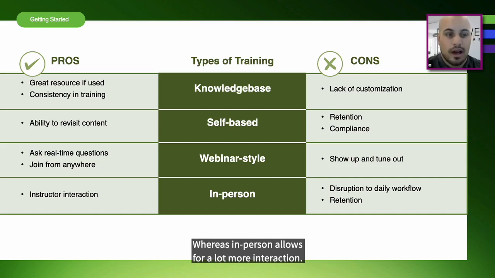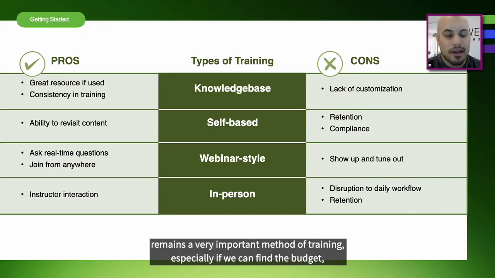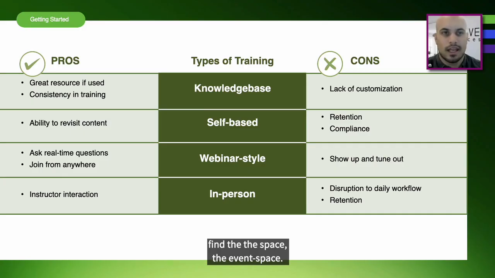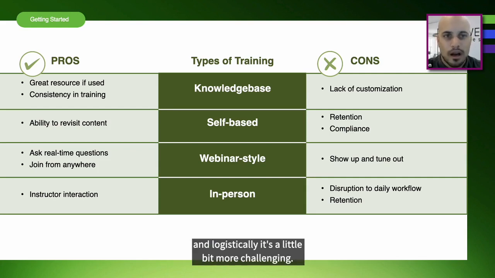Whereas in person allows for a lot more interaction. I'll often say that eye contact with a learner is one of the best ways to evaluate whether they are learning or not. So in-person training remains a very important method of training, especially if we can find the budget, find the space, the event space. However, the cons there tend to be disruption to daily workflows, and logistically, it's a little bit more challenging.